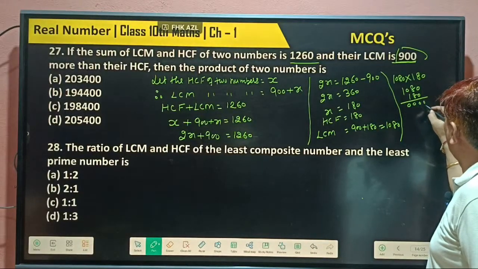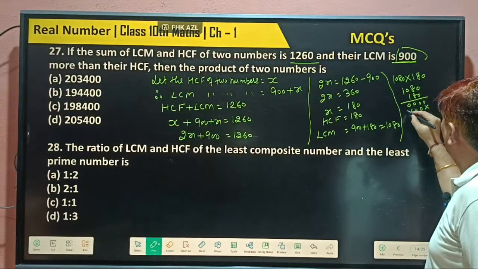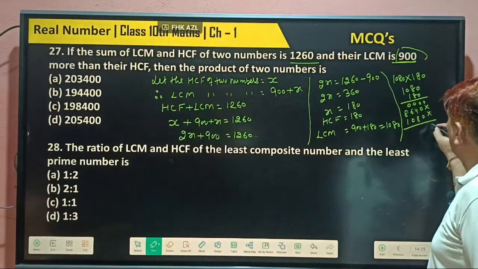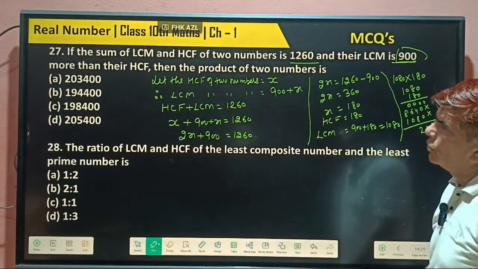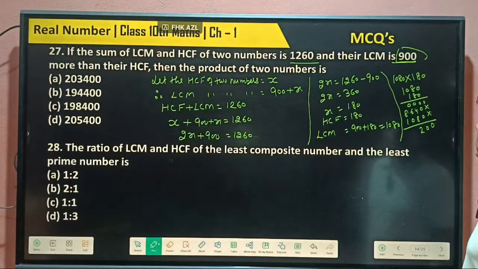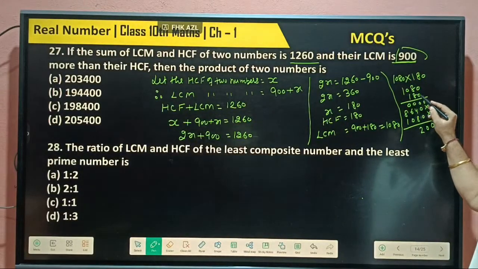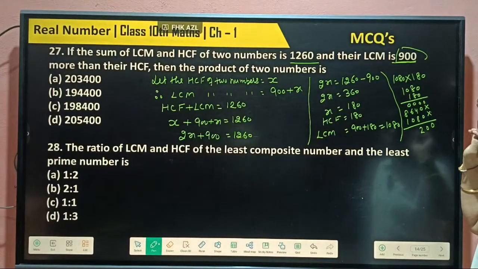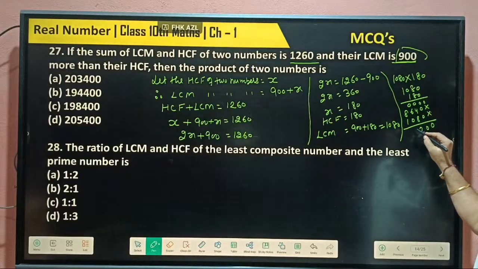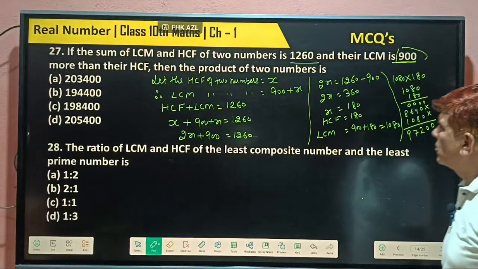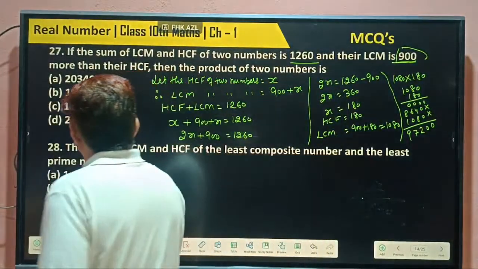So multiplying 1080 by 180, we get the answer. So what's their product? The product is given as this.